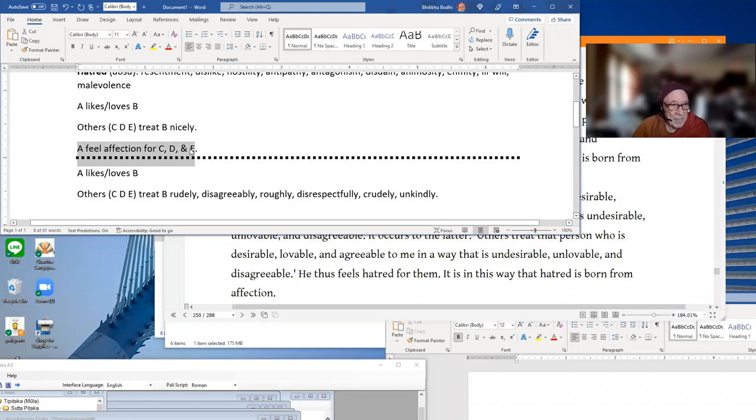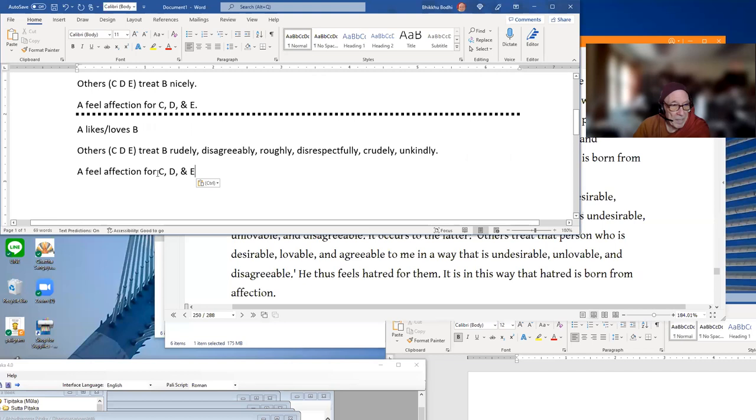Okay, so then what happens is A feels ill will, or even, if the feeling is really strong, it can turn into hatred towards C, D, and E.